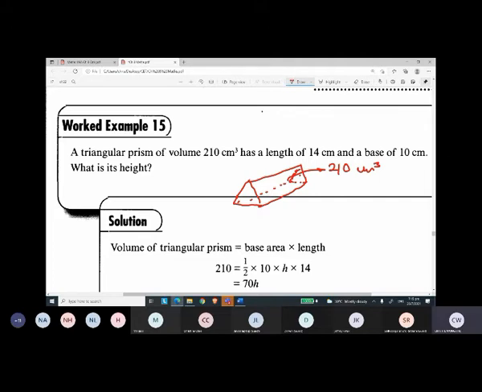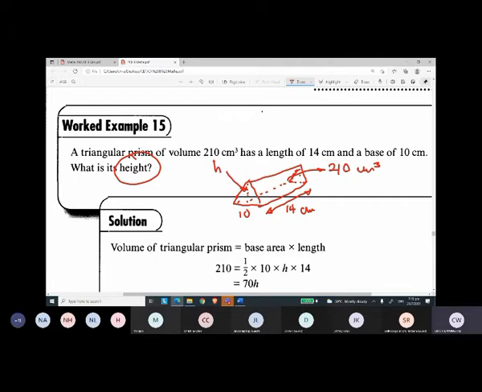What is the height? I don't exactly know. Oh, they actually ask you to find the height of the triangle. So in this case, the length from here to here is 14 cm. The base of the triangle is 10. You're supposed to find the height of the prism. So this is what you're supposed to calculate. In this case, it is supposed to be an h. This is an h, isn't it?